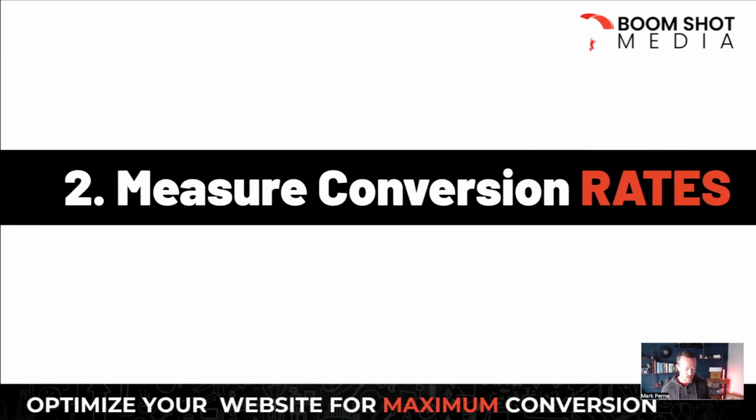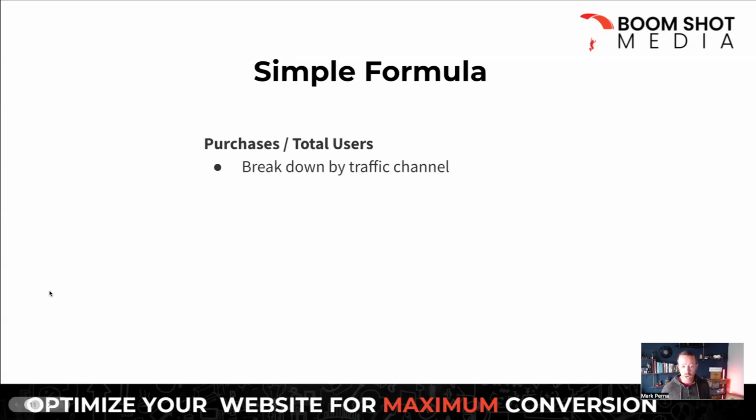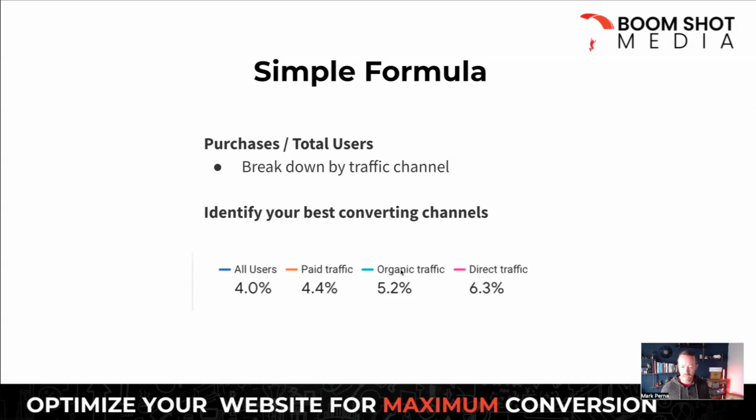And then we want to take a look at our conversion rates, right? The most important one is going to be our total users to purchasers rate. And it's really simple math when you get down to it, right? Purchases divided by total users. And you can break that down by traffic channel to identify your best converting channels. So for an existing client here, you can see all users convert about 4%, paid traffic a little bit higher, organic a little bit higher, direct, when people go straight to the website, even higher, right?